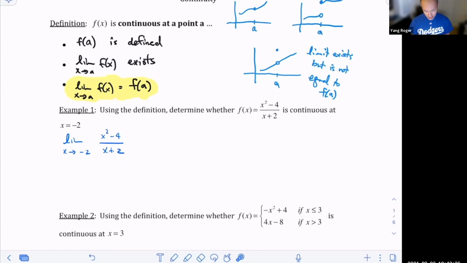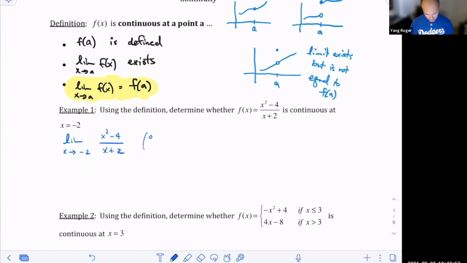So as we know, for a rational function, I can just use the direct substitution property to evaluate the limit. But when I try to plug a -2 in here, I'm going to get a 4 minus 4, which is 0.